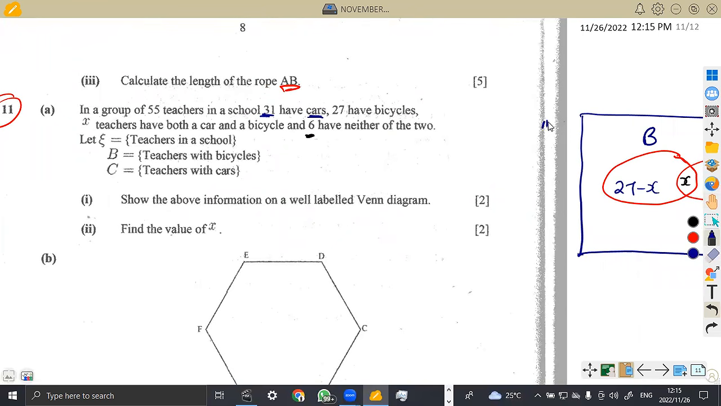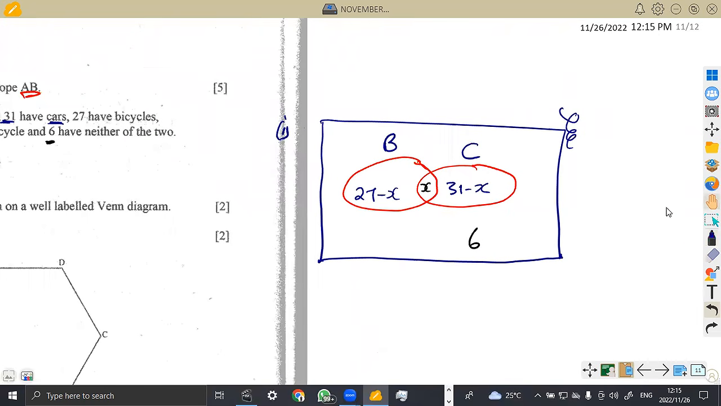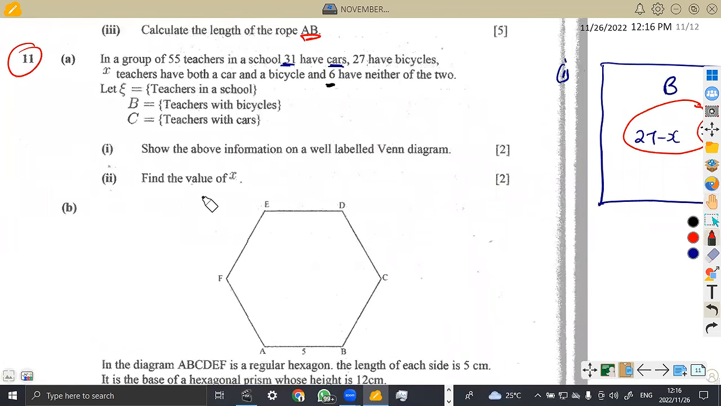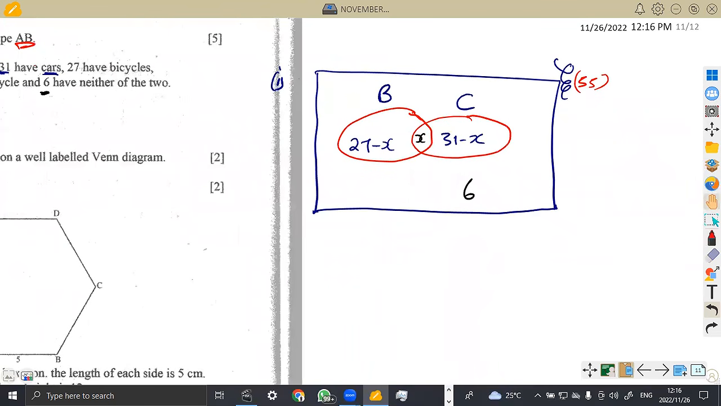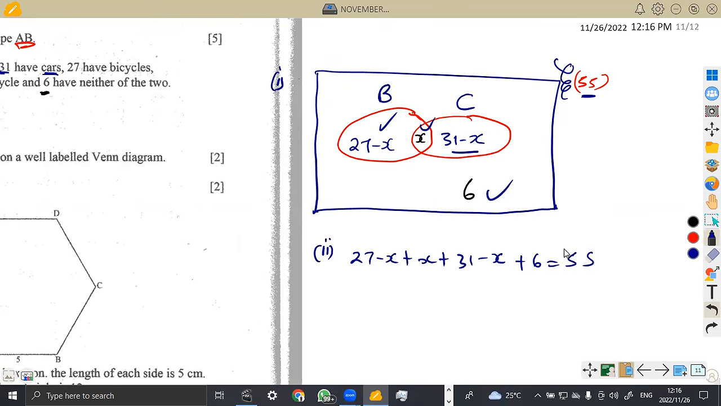I don't know if there is any other information that we left, but here we're told about the universal set, there are 55 in the universal set. So this whole set has 55 elements. Okay, so that was it. The item 2, now find or calculate the value of X. To calculate the value of X, we know that everything has to be equal to the total, which is 55, the number of teachers present at that school. So if we add 27 minus X plus this X here, plus this 31 minus X plus this 6, we must obtain the total, which is 55.